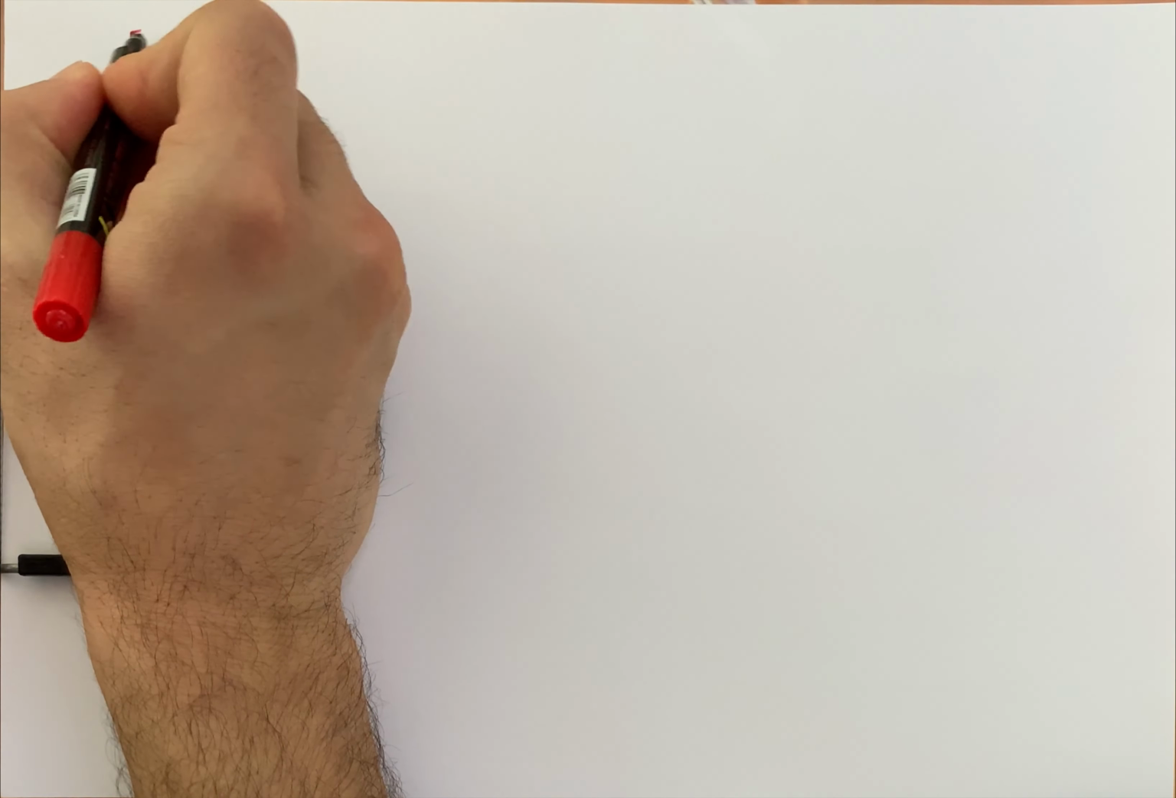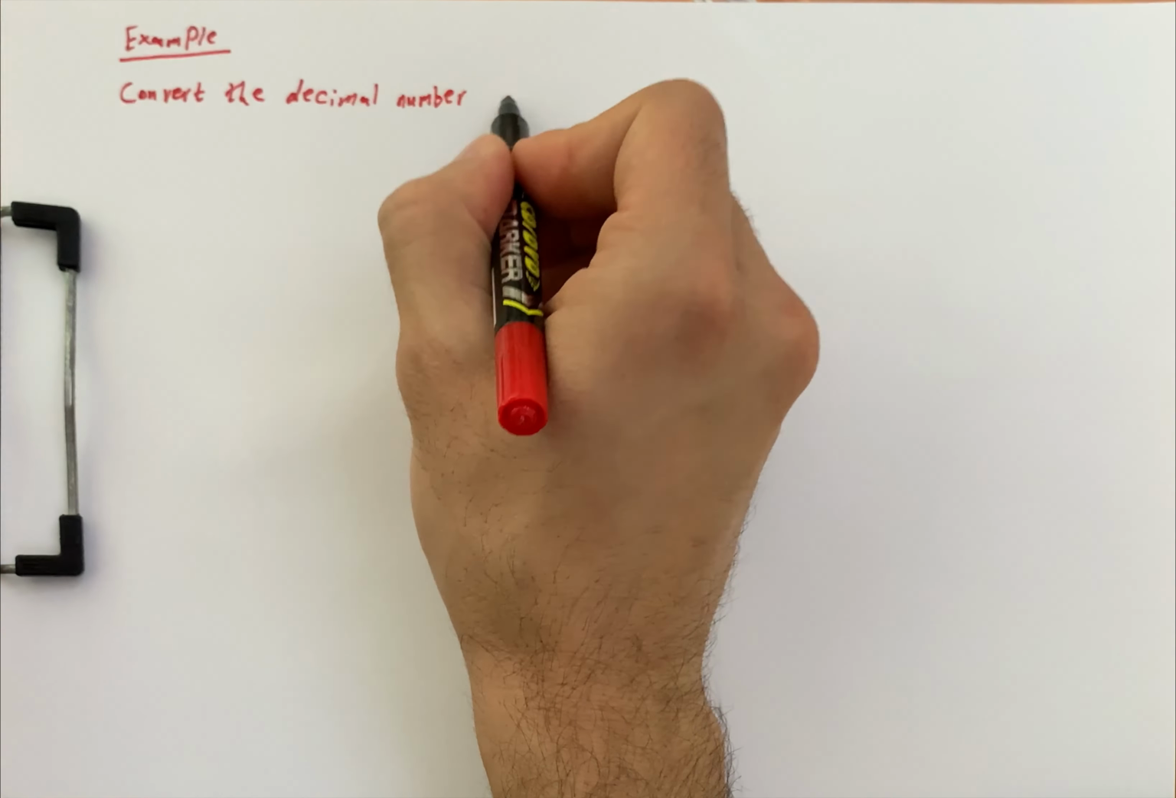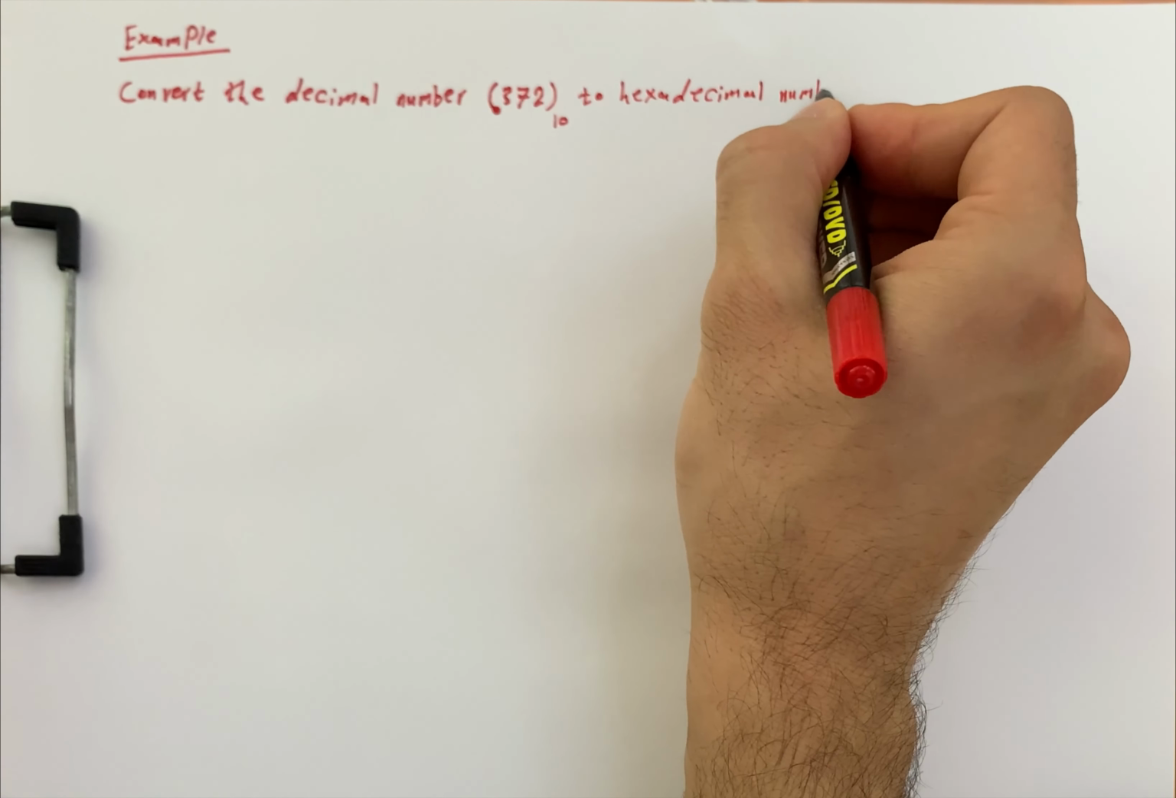To convert an integer number from decimal to hexadecimal, divide the number by the base 16 until the result finally becomes 0. Traverse the remainder from bottom to top to get the result in hexadecimal. Let us take an example. Convert the decimal number 372 to hexadecimal.